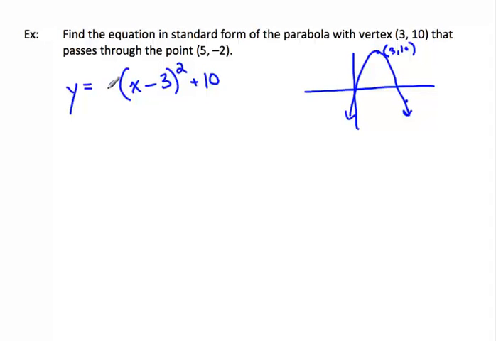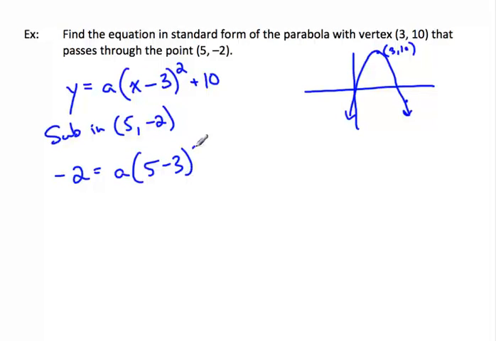But we don't know what that vertical stretch factor is, so again we're going to introduce another variable. We're going to put an a in there and solve for a. All parabolas of this form, where a is some number, are going to have vertex (3, 10). They're not all going to go through (5, -2). Only one of them will. Our task now is to solve for a. So to do that, we sub in the point that we have, which is (5, -2). 5 goes in for x, negative 2 goes in for y. So I get negative 2 is equal to a times (5 minus 3) all squared plus 10.